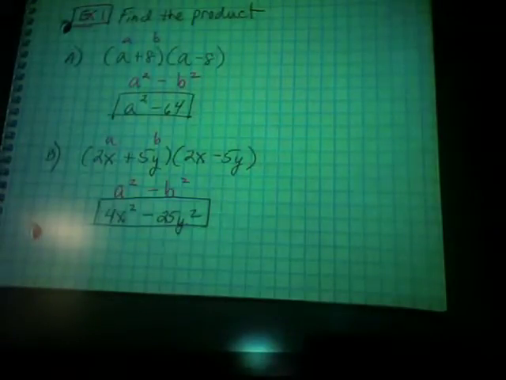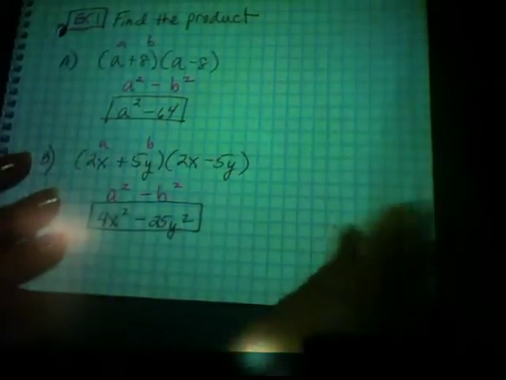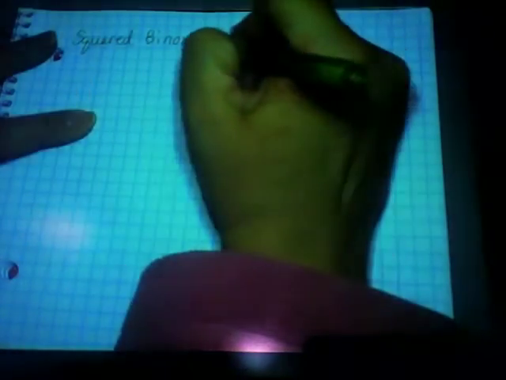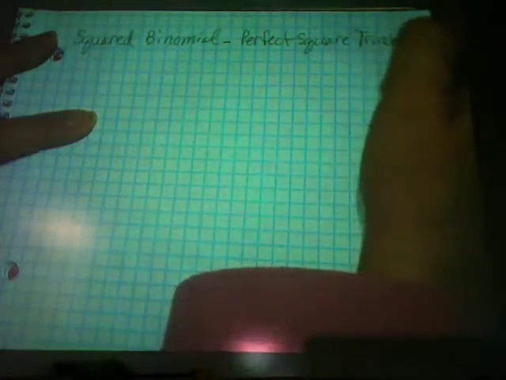All right, so there's your first pattern. Your second pattern that we're going to look at today is a squared binomial. A squared binomial is going to give you what's called a perfect squared trinomial. You are squaring a binomial and you will get what is called a perfect squared trinomial.